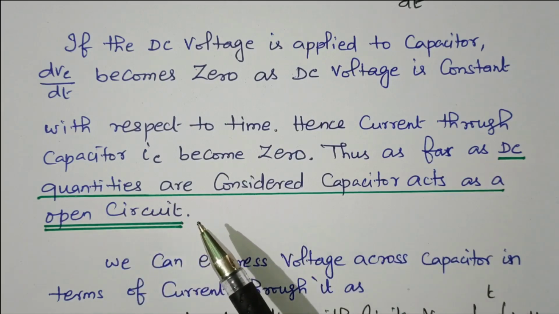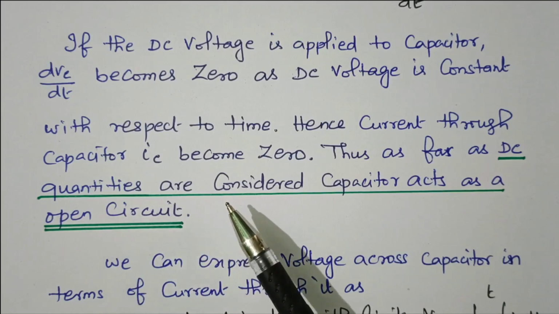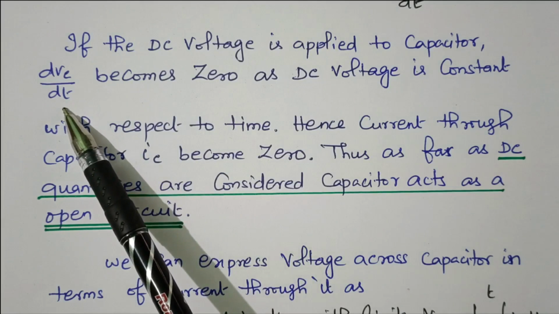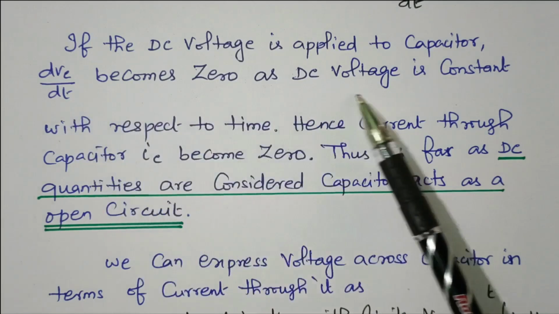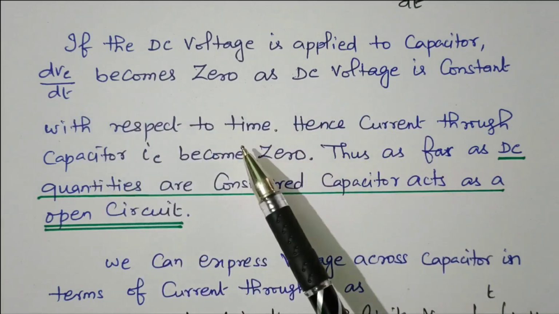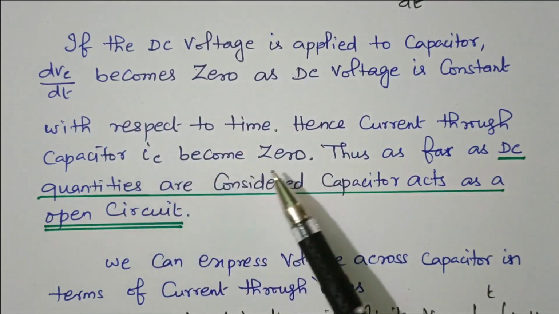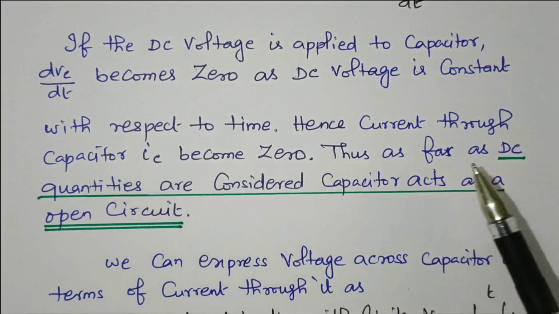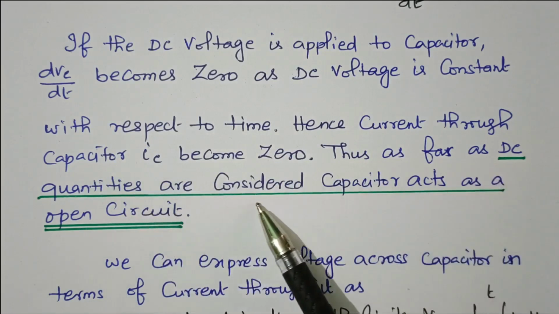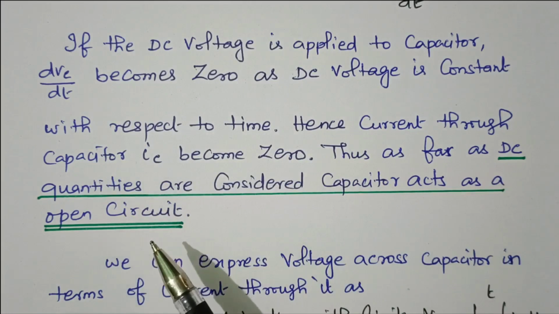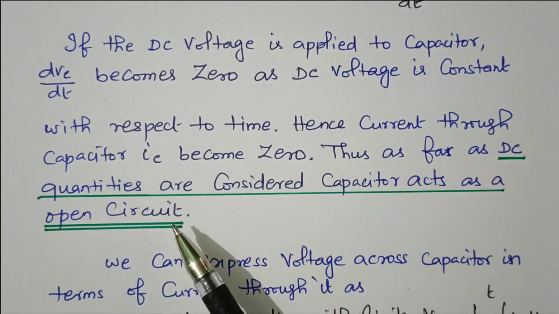So, IC equal to C into dVC by dt. This term dVC by dt is 0 as the DC voltage is constant with respect to time, so the current flowing through the capacitor is 0. So, for a DC quantity, the capacitor acts as an open circuit.